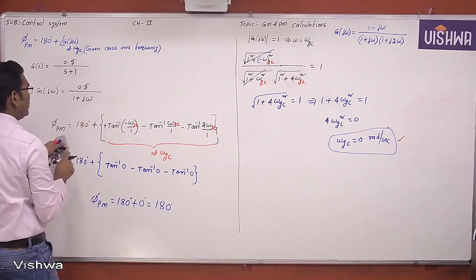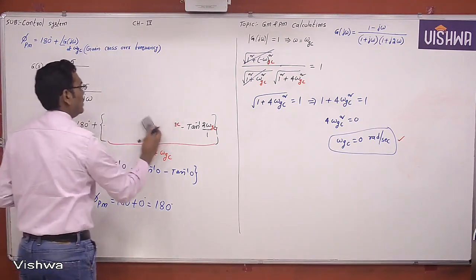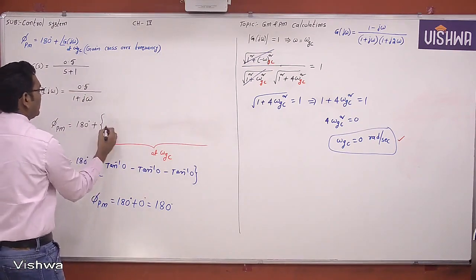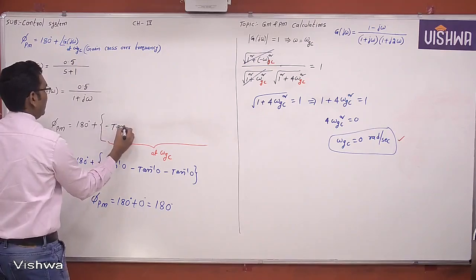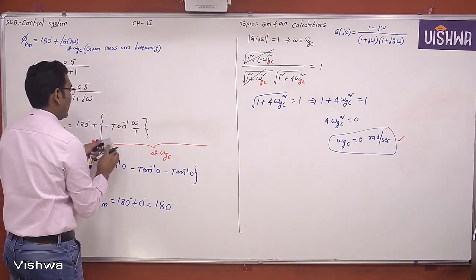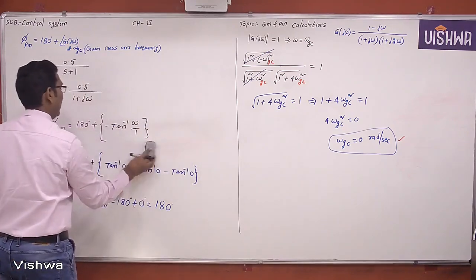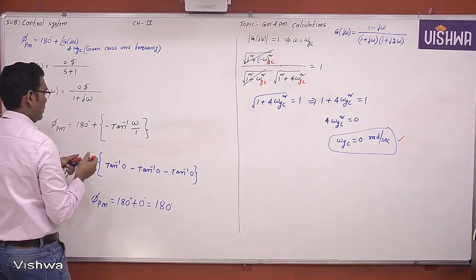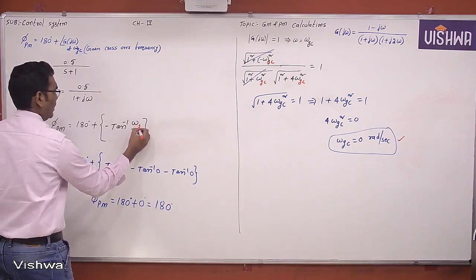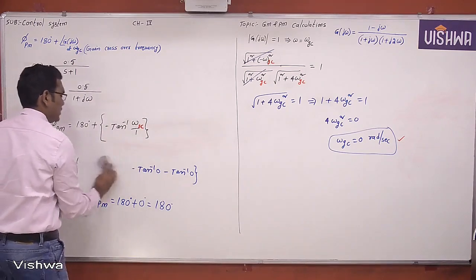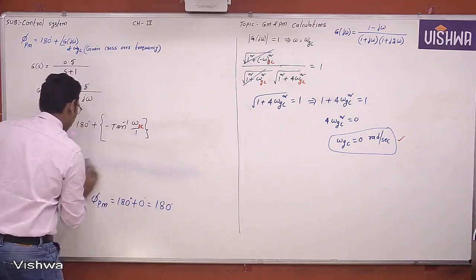Then what is the phase margin? 180 degrees plus the angle of open loop transfer function. What is the angle of open loop transfer function? From the denominator, minus tan inverse omega by 1. I want this phase angle at gain crossover frequency, I want this angle at omega gc. So, what is omega gc? What is the gain crossover frequency?